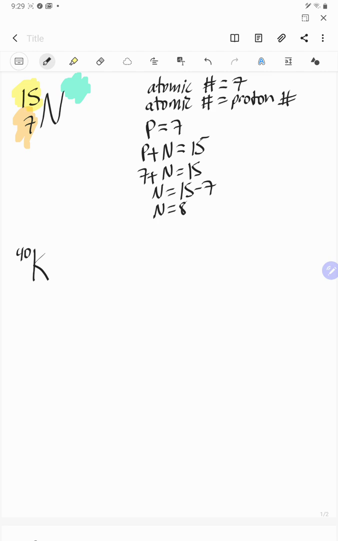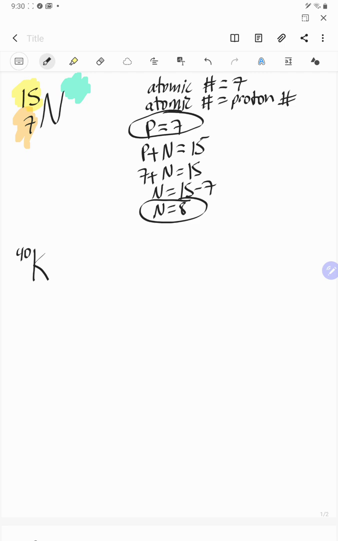Or, like I said, you can just kind of count up from 7 until you get to 15 and see how many numbers that is. So take your fingers and start with 7 and start counting and hold up a finger for each. So 7, 8, 9, 10, 11, 12, 13, 14, 15. And you're going to have 8 fingers up, and that's because there's 8 neutrons. So we have proton number equals 7, neutron number equals 8.